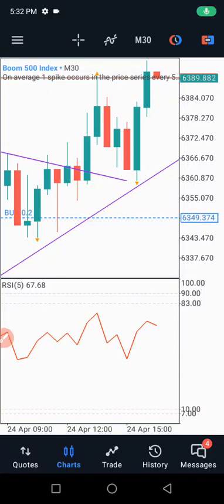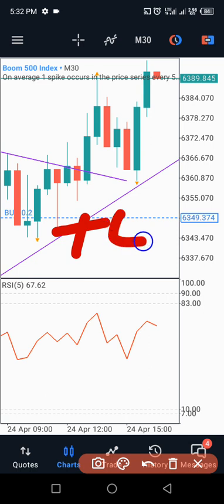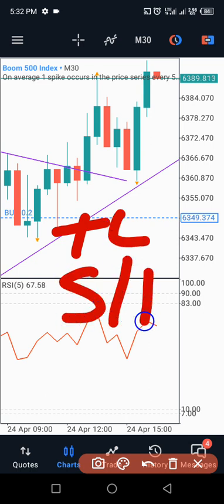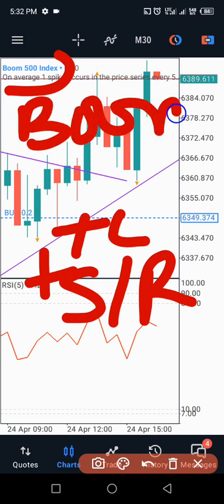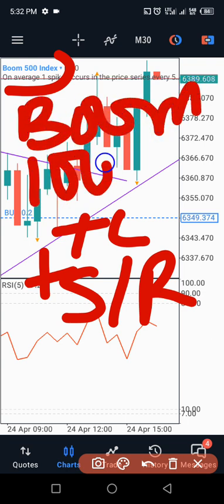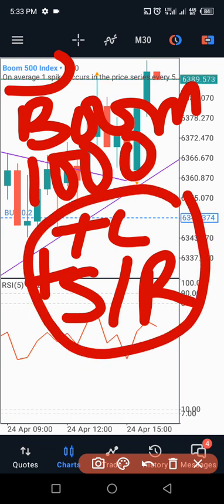So in today's video, guys, we are going to be learning how to combine the trend line together with the support and resistance. Okay, so if you are able to combine trend line and support and resistance, then believe me, you are good to go to trade either the Boom 500 market or the Boom 1000 market. Because Boom 1000 and Boom 500 respect the trend line and support and resistance strategy that I'm about to show you in this video.